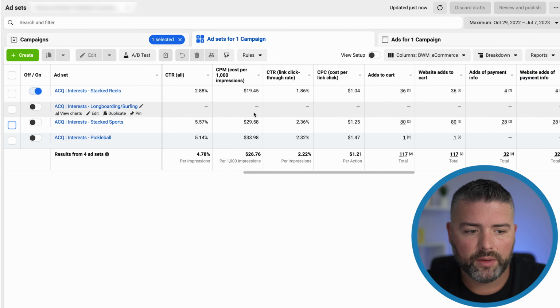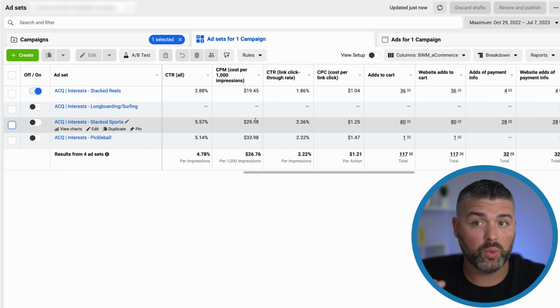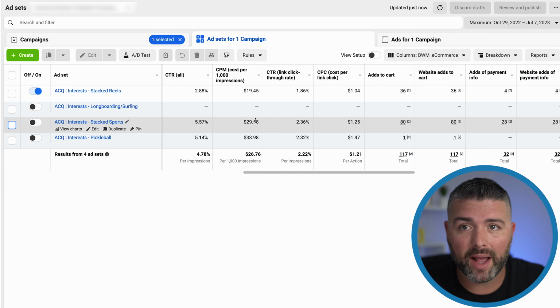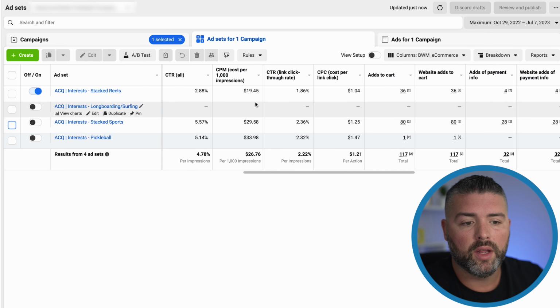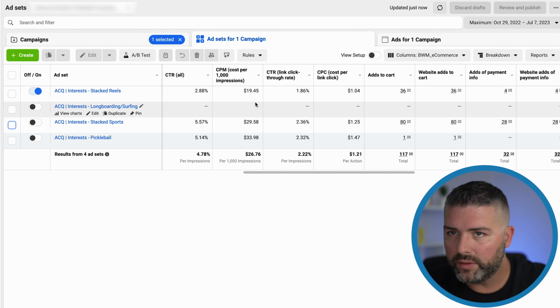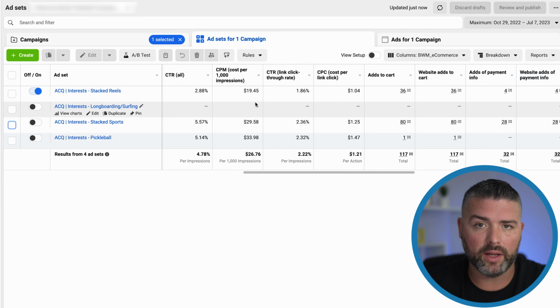So a CPM at $33, $29, it's a little higher than I would like to see. So for CPMs, $20 should be the max unless you're selling some very competitive products. Your click-through rate, always 1 to 2%. Anything more than 2%, you're engaging with your audience.